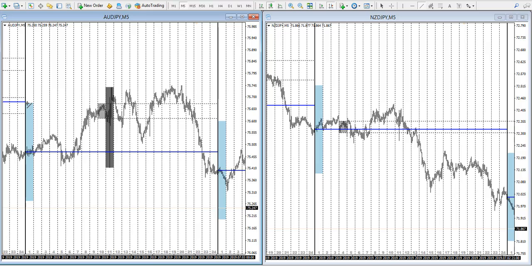Now just a quick example of using the 20 pip range as a tool to measure price. Just an example here using Aussie yen and New Zealand yen. You can see how Aussie yen breached that 20 pip high, whereas New Zealand yen did not. So just using that particular high displays SMT divergence there. And once again, you're looking at time of day and also the higher time frame models, the daily and the weekly.